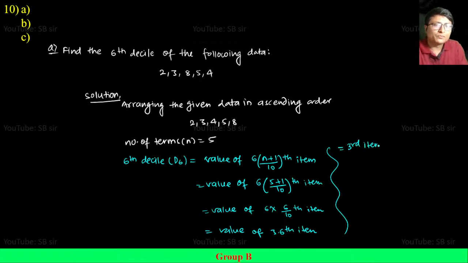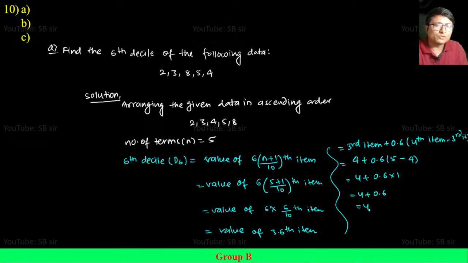So the 3.6th item. What do we do for the 3.6th item? Third item plus 0.6 into (fourth item minus third item). Replace the values. What is the third item? Look, 1, 2, 3: it is 4. 0.6 times the fourth item, which is how much? 1, 2, 3, 4: 5. Minus the third item, which is 4. Just multiply it, you will get 4 plus 0.6 into 1. This is equal to 4 plus 0.6, which is equal to 4.6. Therefore, the sixth decile is 4.6. That is how you do it.